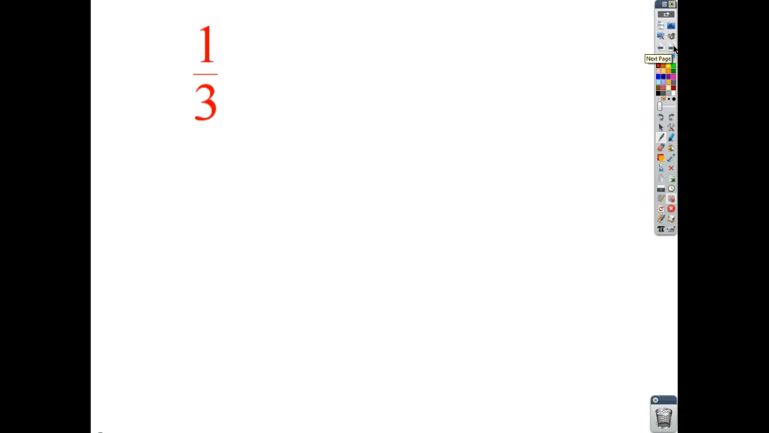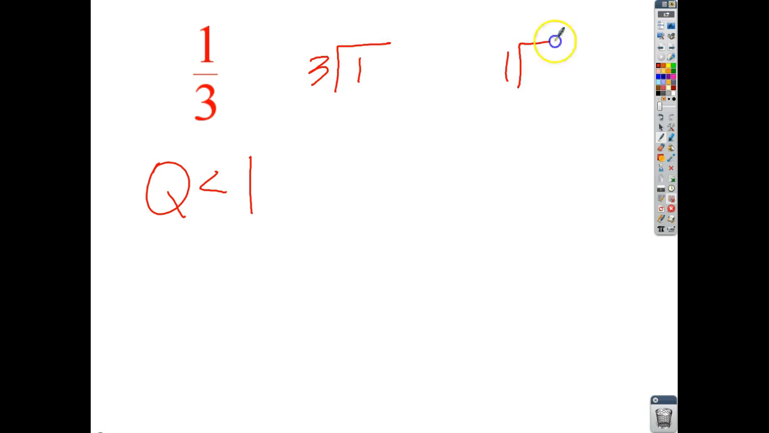Let's try one last one here. Why don't you go ahead, pause the video, and you try to do this one. All right, so what do I know about this one? My quotient is going to be less than 1. So is it going to look like this, or is it going to look like this? Okay, well, 1 going into 3, right? 3 divided by 1, that would be 3. Nope, that's too much. That doesn't work.